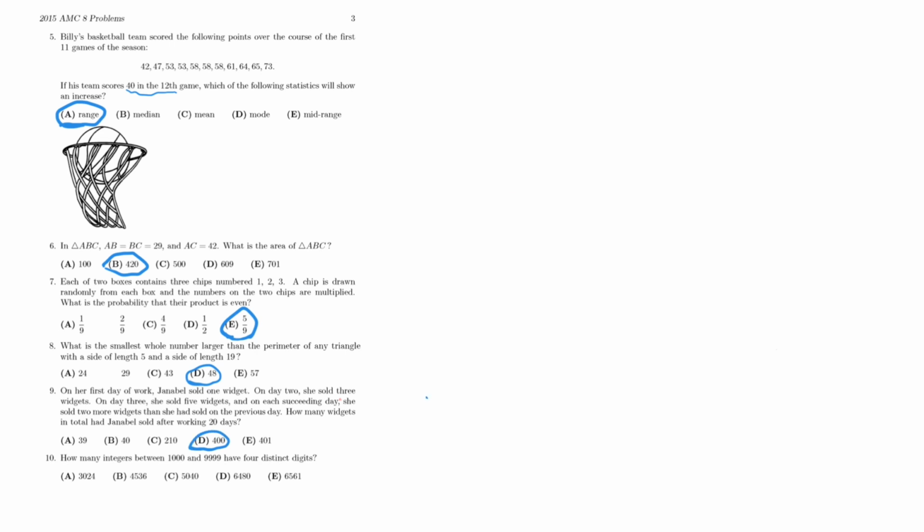Number 10. How many integers between 1,000 and 9,999 have 4 distinct digits? So we have the 4 digits: 1, 2, 3, 4. They ask for distinct digits. For the first digit, from 0 to 9, we only have 9 choices, because 0 cannot be in the first digit.